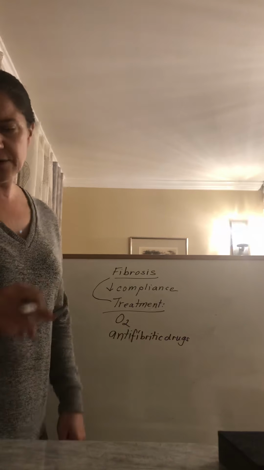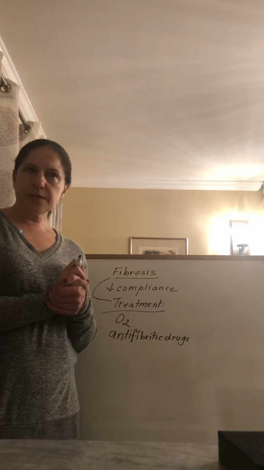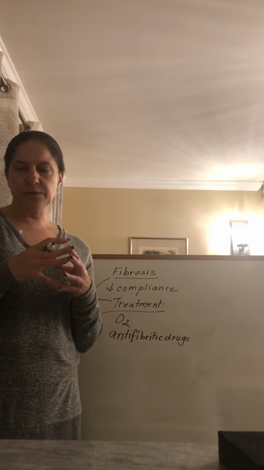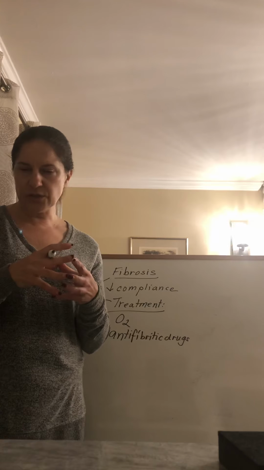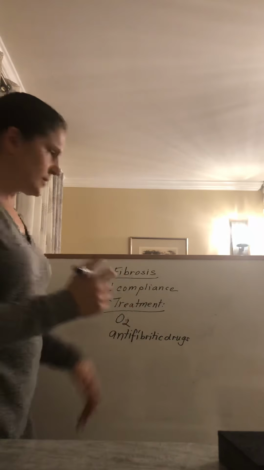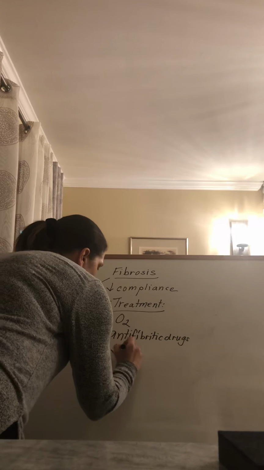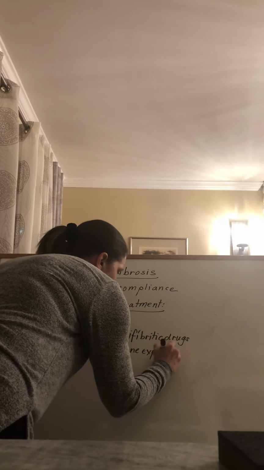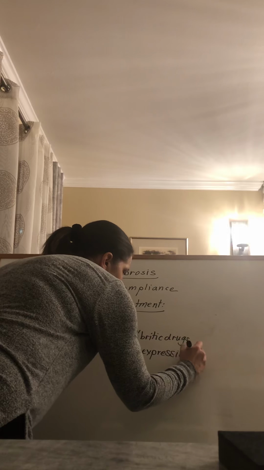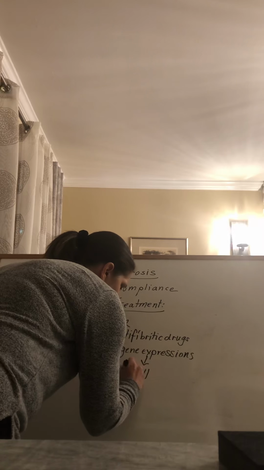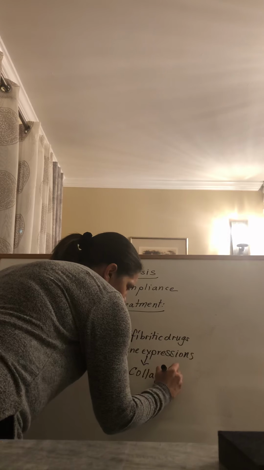I have listed one here. It's pirfenidone. Pirfenidone is a drug that has some kind of broad spectrum anti-inflammatory effects, but one of the things that it does in terms of being an antifibrotic drug is it will decrease the gene expression for genes that produce certain collagen. So overall, it'll decrease collagen production.